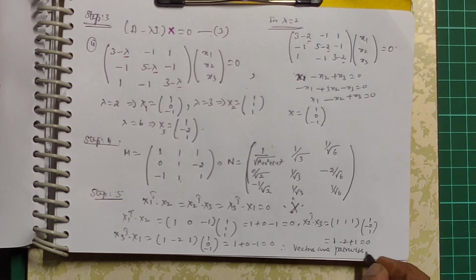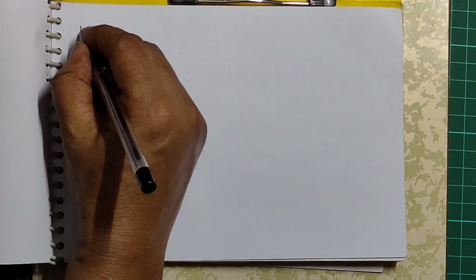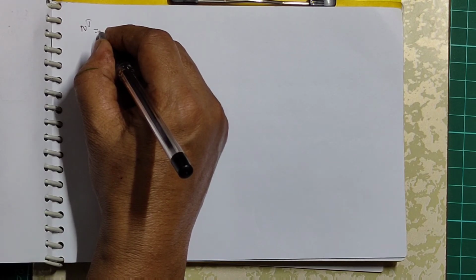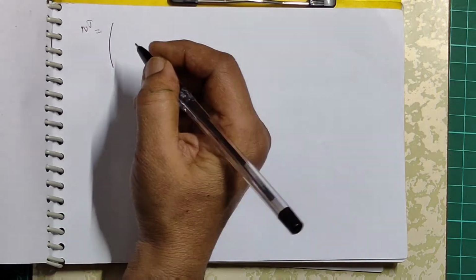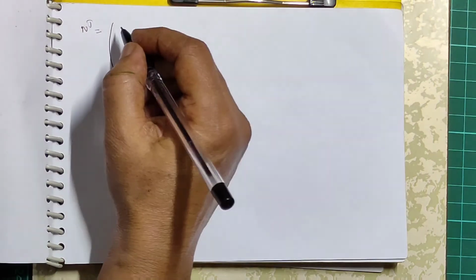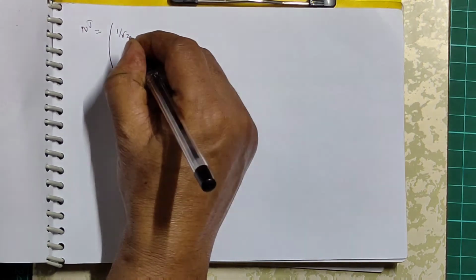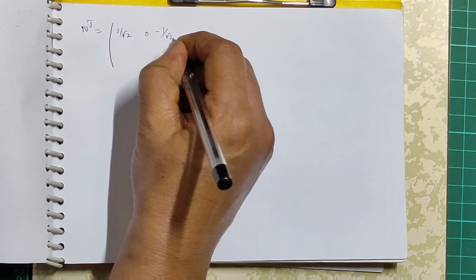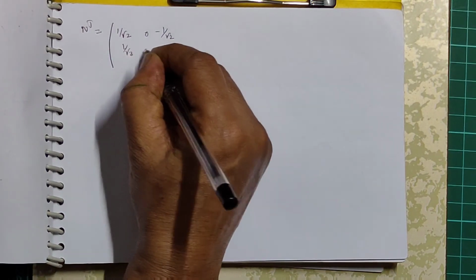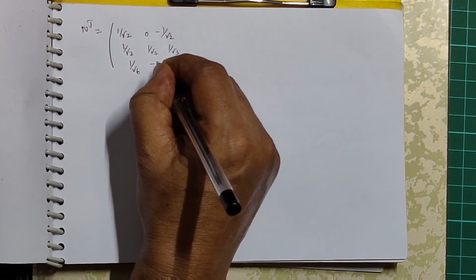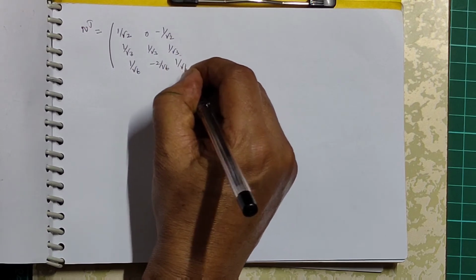So this is a very important step that we have to verify, and it is true for any symmetric matrix. N transpose is nothing but the transpose of the given matrix N, that is the matrix we have just found. So we have to take the transpose, that is, write the column as row and row as column. I'll get N transpose as 1 by root 2, 0, minus 1 by root 2, 1 by root 3, 1 by root 3, 1 by root 3, 1 by root 6, minus 2 by root 6, and 1 by root 6.